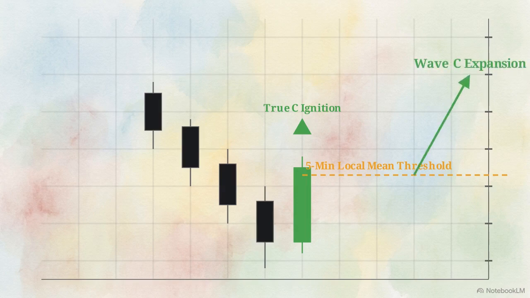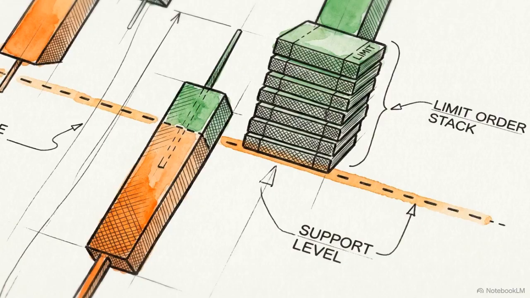This dictates a strict execution protocol. You anchor all limit orders directly to this newly generated 5-minute dashed orange midline. Institutional algorithms routinely force price to retest this local equilibrium. They verify the liquidity base before delivering a violent outward expansion.